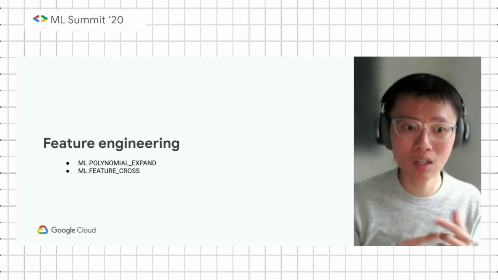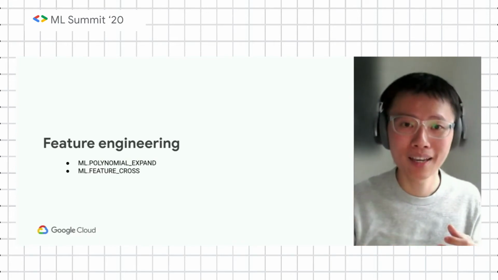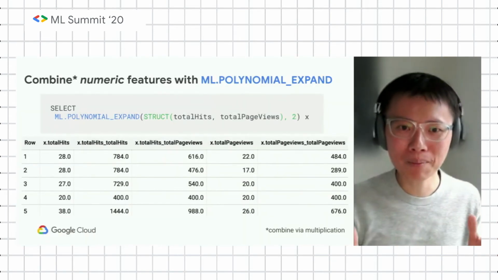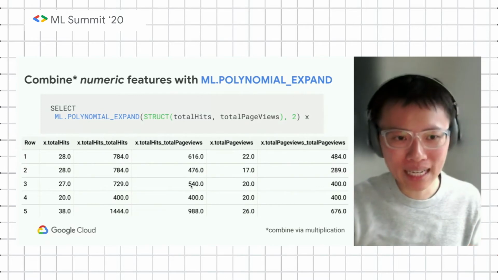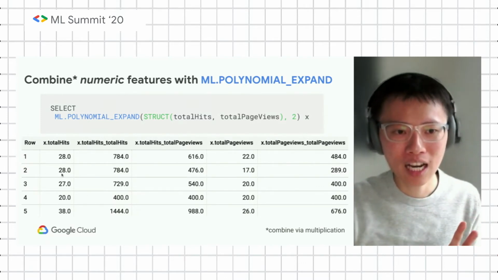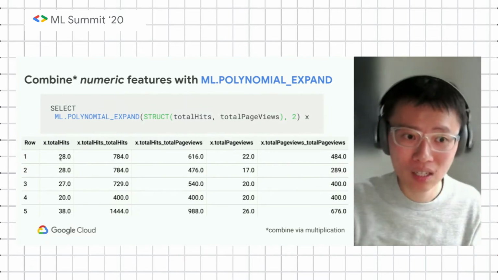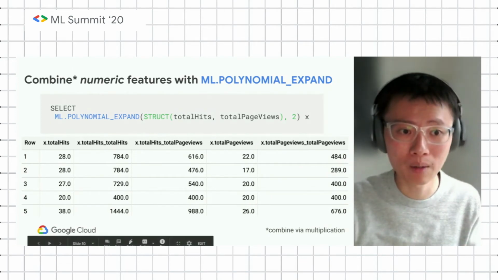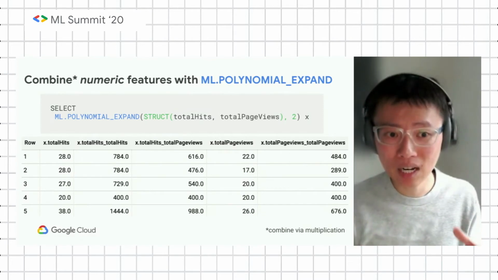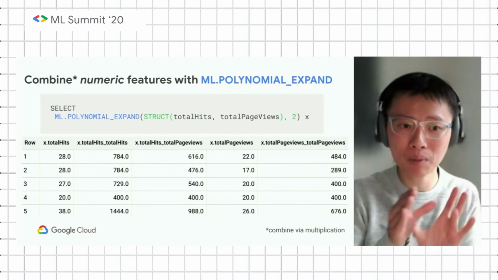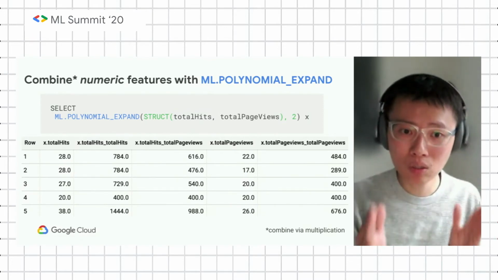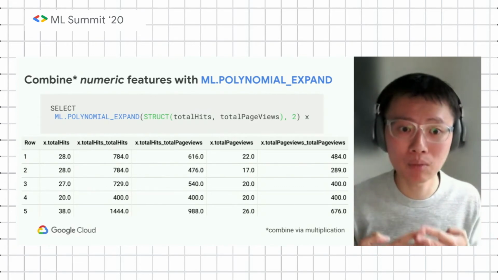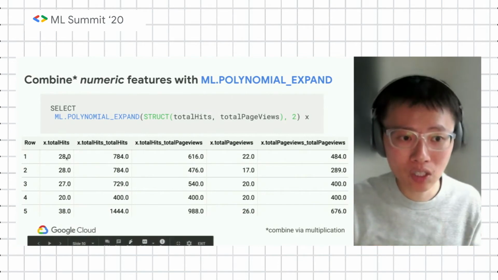So let's go through each of them one at a time and see how our models improve or not improve as a result. So the first one is polynomial expand. If you just focus on this table first, we'll see that we originally had this total hits column, and here we also had the total page views column as well. So what polynomial expand does is it combines every possible combination of these two variables and combines them by multiplying them together. So in the first column, we have total hits.